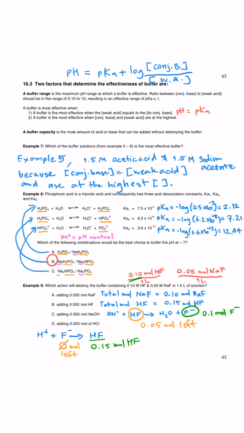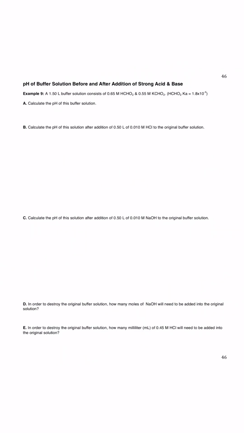We can see that from the result of action D, we have no weak base left. We have only weak acid. Therefore, this solution is no longer a buffer solution because it contains only weak acid but no more of its conjugate base. Therefore, in this case, action D would be the action that would destroy the buffer. Next, we will take a look at how to calculate pH of a buffer solution before and after the addition of strong acid and strong base.